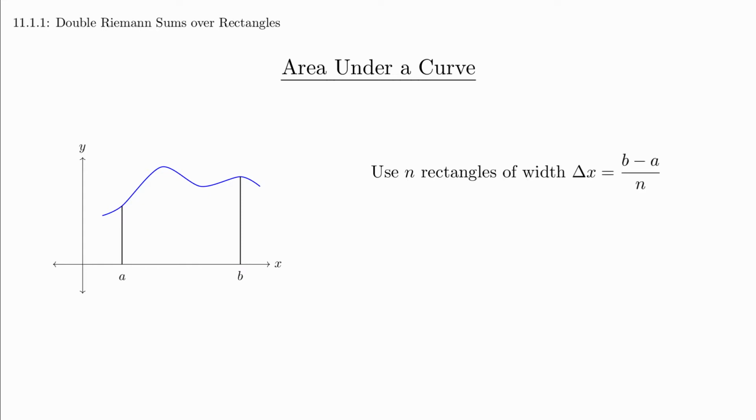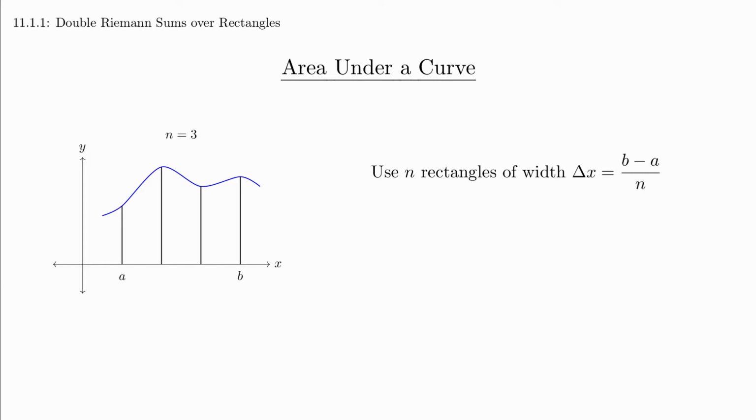Let's suppose that we are going to use n rectangles, and we're going to make them all the same width for simplicity. To do this, we divided the interval from a to b into n pieces so that each piece has width delta x, which is equal to b minus a over n. This collection of points along the x-axis is called a partition of the interval from a to b. We can then use these points to construct vertical lines that form the heights of the approximating rectangles.